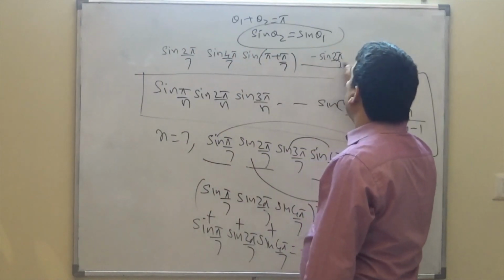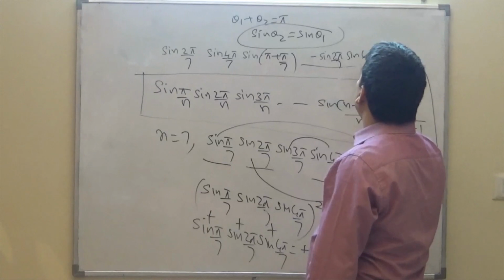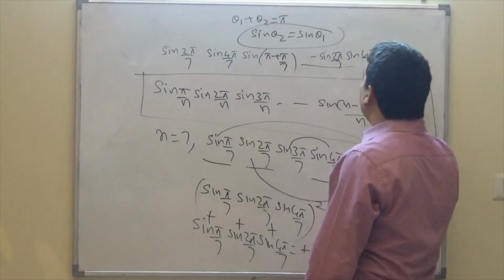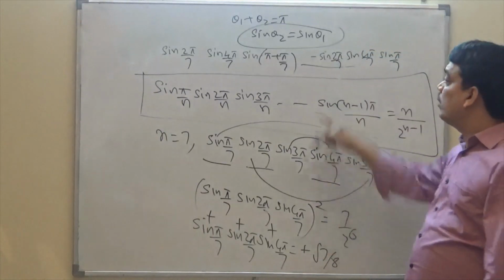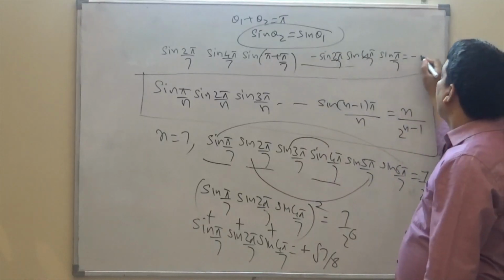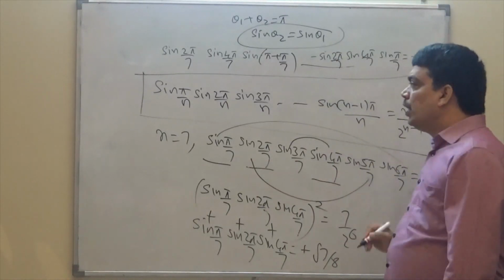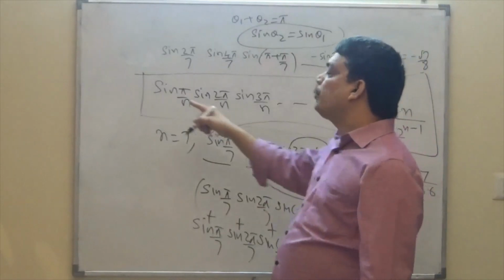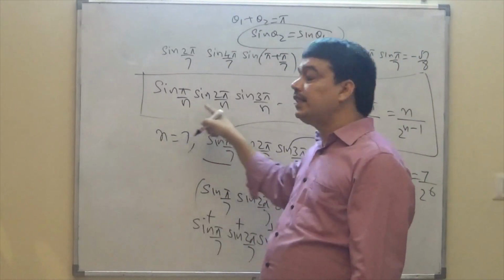So you can write minus sine 2 pi by 7, sine 4 pi by 7 and sine of pi by 7. So using this, the value of this product is going to be minus root 7 divided by 8. This is a very important shortcut which will help you in finding the product of a sine series.